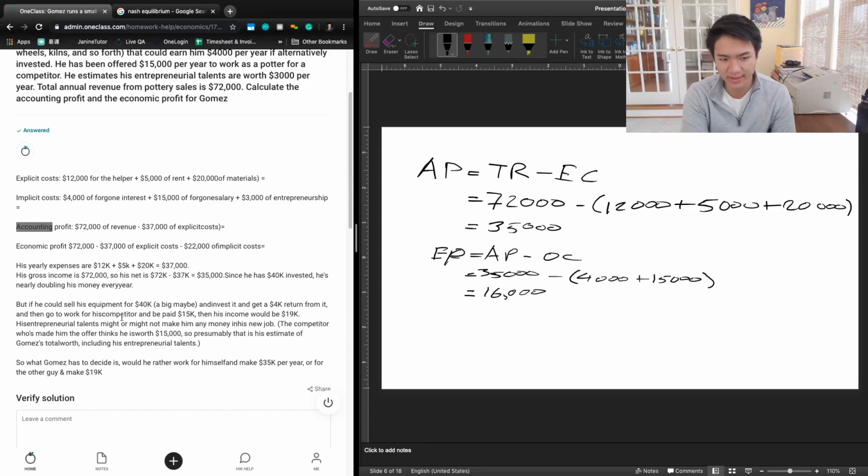His entrepreneurial talents might or may not make him money in his new job. The competitor who's made him his offer thinks he is worth $15,000, so that presumably is his estimate of Gomez's total worth, including his entrepreneurial talents. So in that case, you wouldn't actually include the $3,000 separately, right? So that's one thing we're going to note. What Gomez has to decide is would he rather work for himself and make $35,000 per year, or for the other guy and make $19,000 per year.